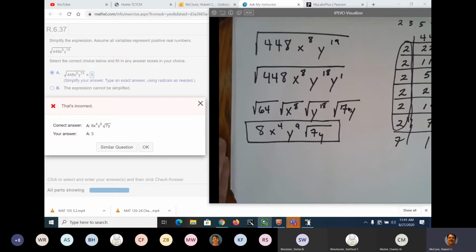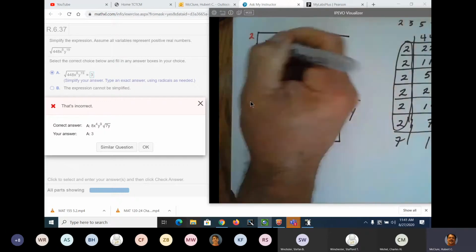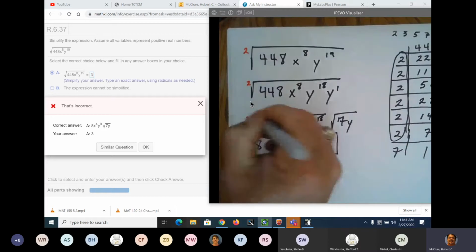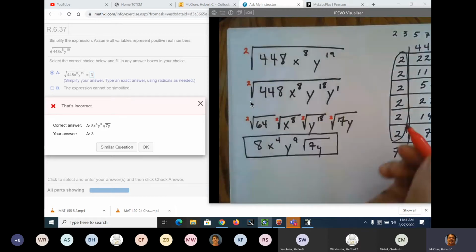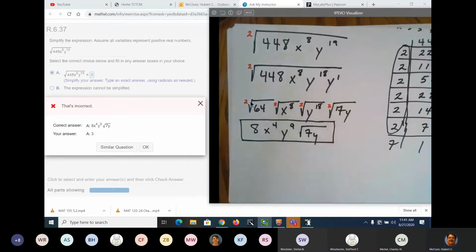Remember, put everything in terms of what? A cube or square. How do I know that? Well, a square is 2. Okay, remember, your index here is a 2. So that means that you got to break everything into multiples of 2 or a perfect square. Exponent, multiples of 2. A number, perfect square. So that's why I did this over here, so I could find my perfect square, which was 64.